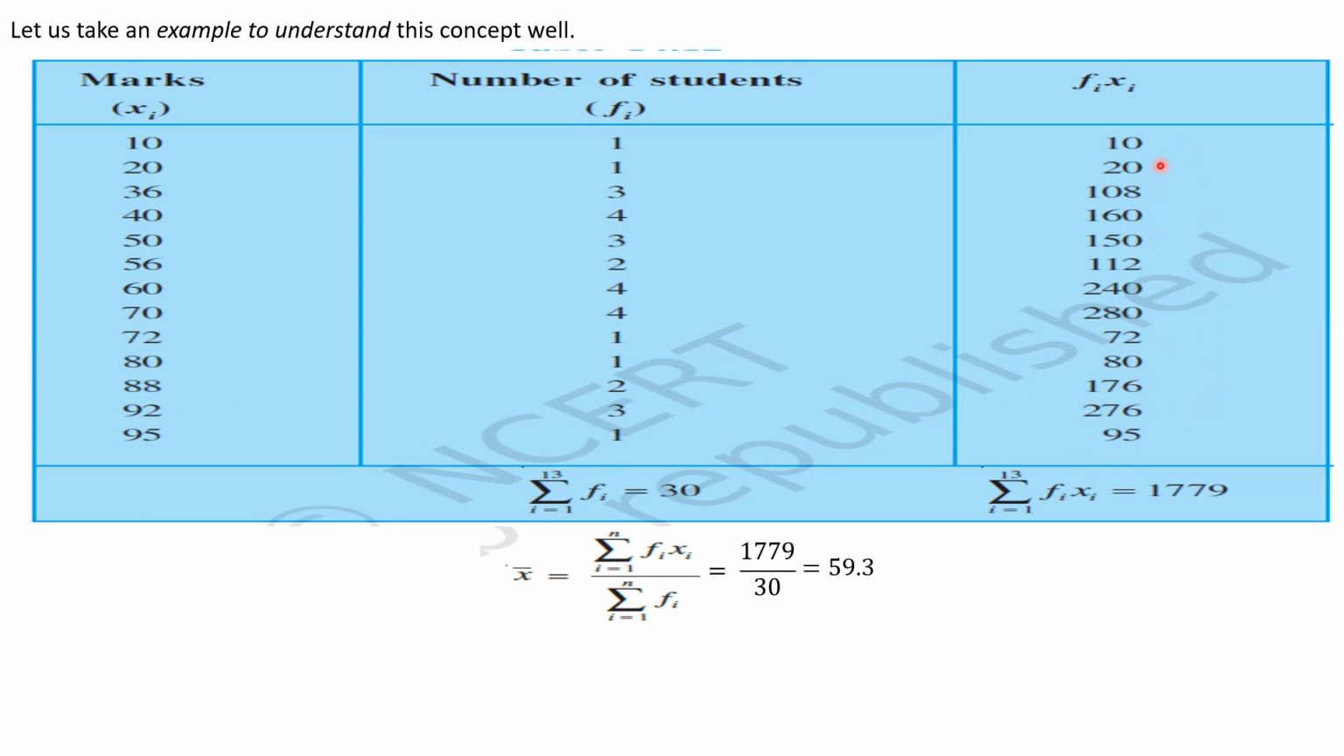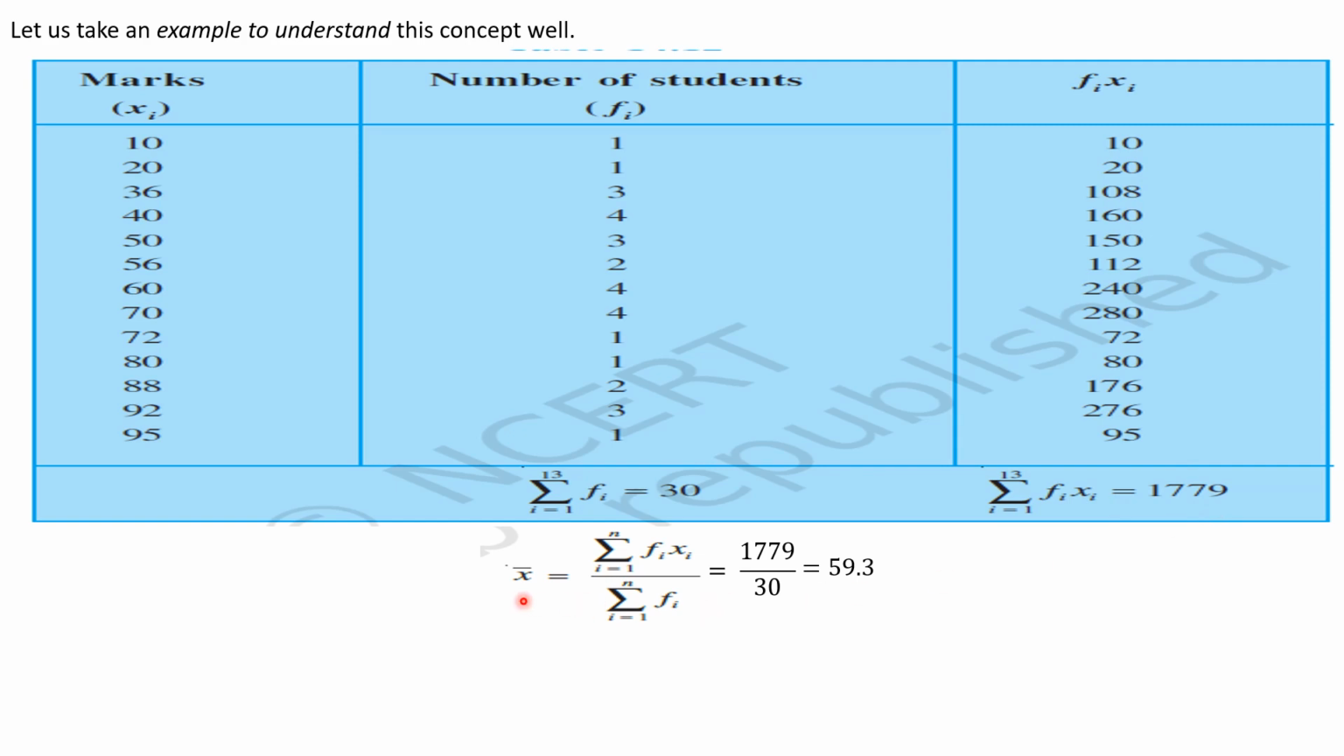Right. After finding all these 13 values, let us find the sum of all these 13 values. So we denote it by this notation: sigma i equal to 1 to 13, because 13 numbers are there. Sigma i equal to 1 to 13 fi into xi is equal to, by adding all these 13 values, we get 1779. Okay, my children, understood this step?